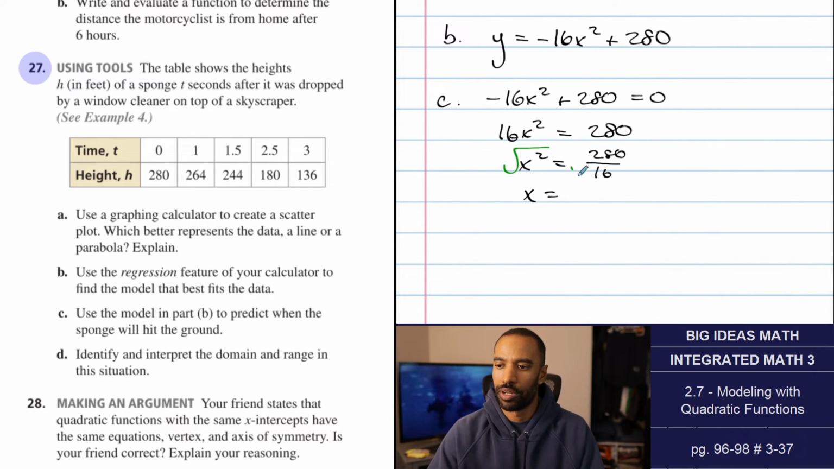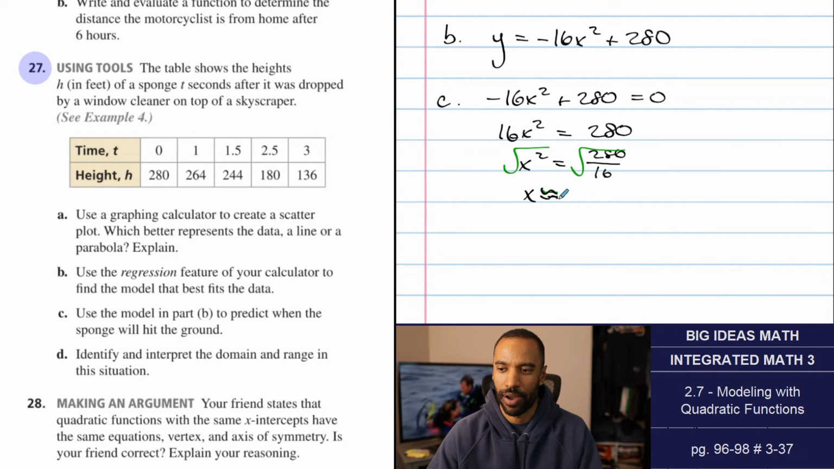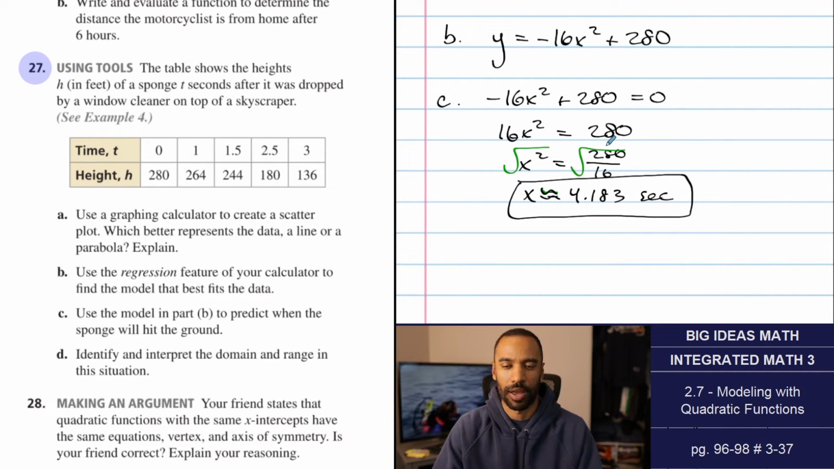So square root of, well, let's do this. 280 divided by 16. I don't know what it is. 17.5. We'll take the square root of 17.5, and it's around 4.183. It's going to hit the ground after 4.183 seconds. I don't know how many places I should round to, so I'm just going to put that. 4.183 seconds later, it should be hitting the ground.